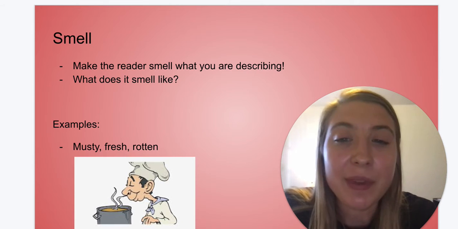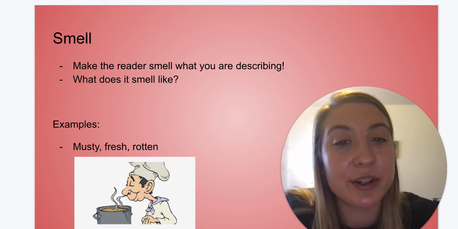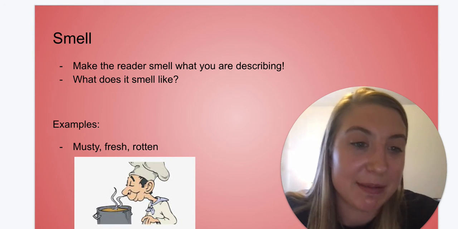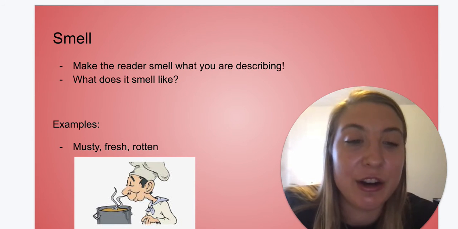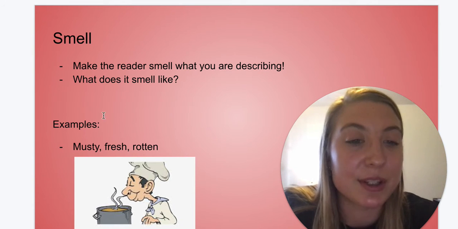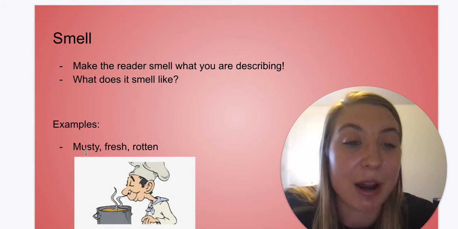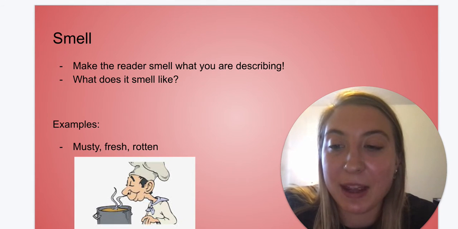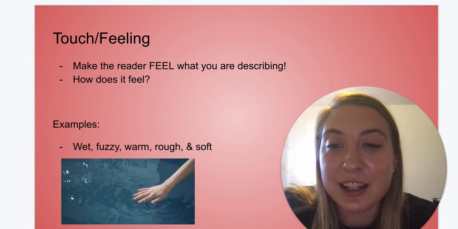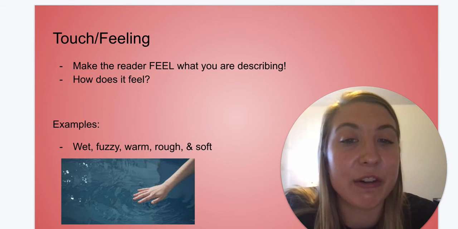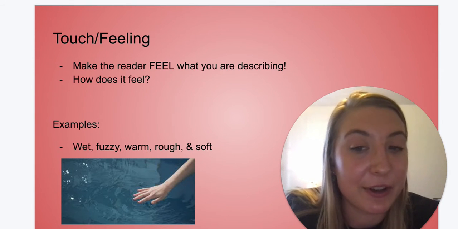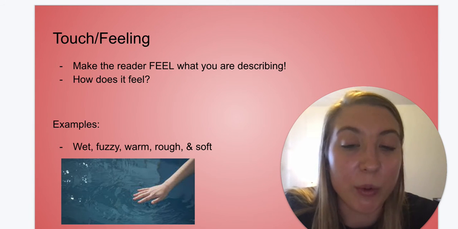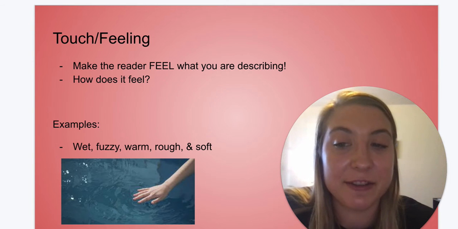Smell. We use these words to make the reader smell what you are describing. So you could be answering the question, what does it smell like? You could say musty, fresh, rotten. When you see these words in writing, they're helping describe to the reader what they're actually smelling. And then we have touch feelings. They want to make the reader feel what you are describing. How does it feel? You could use words like wet, fuzzy, warm, rough, and soft.